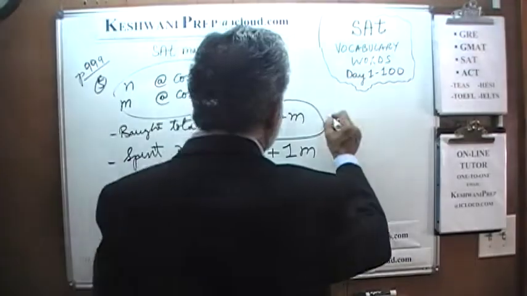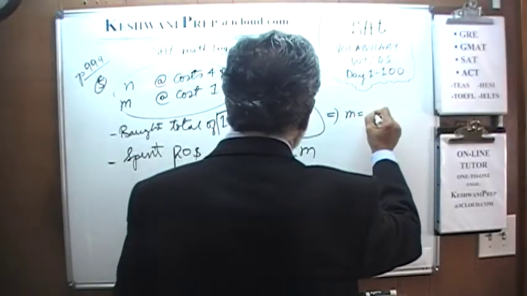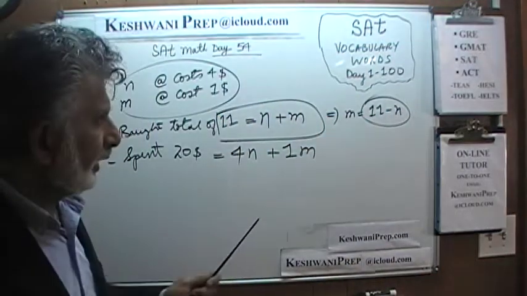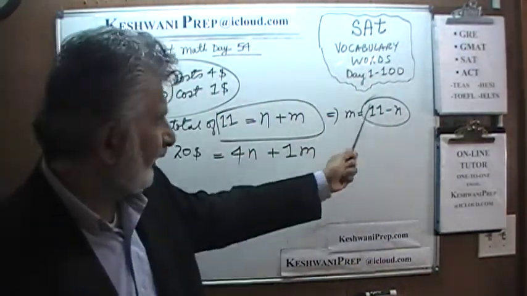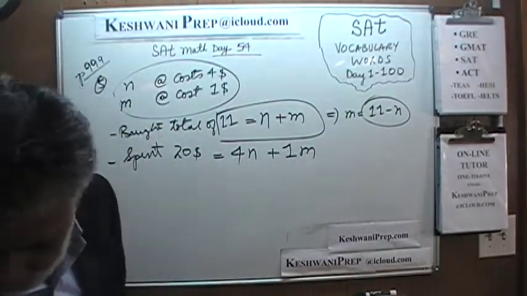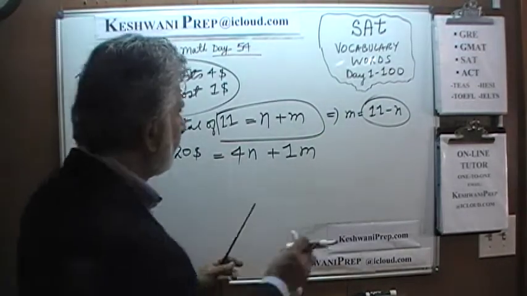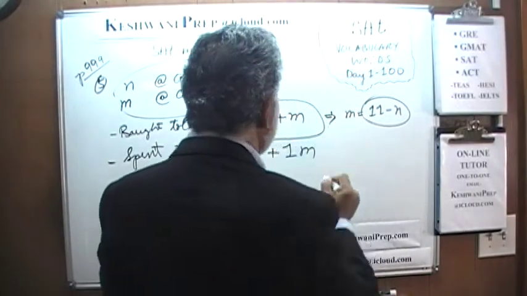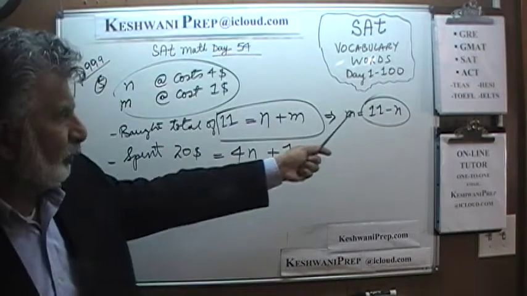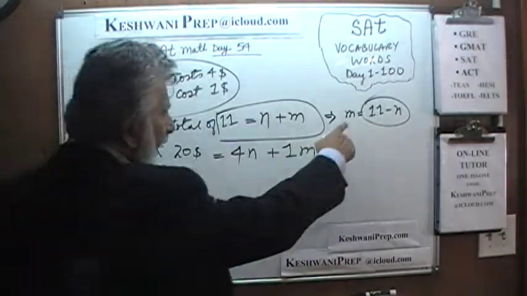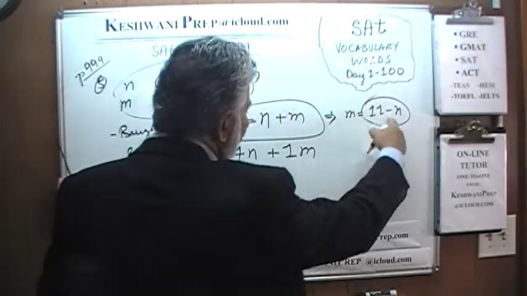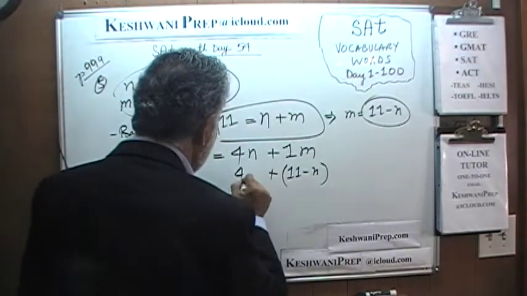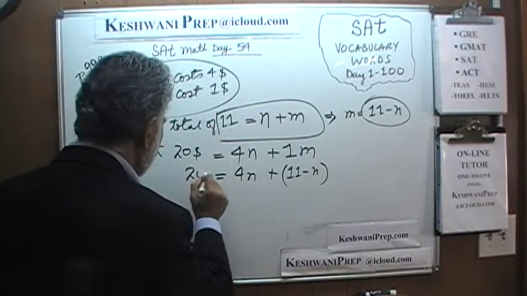So this tells us that m equals 11 minus n. Since we are interested in n, let's express this in n. 11 minus n, this equation tells us. My handwriting is not very good, but this is the sign for implies. Let's put this equation in here for m, 1m, 11 minus n. 11 minus n plus 4n has to equal 20.